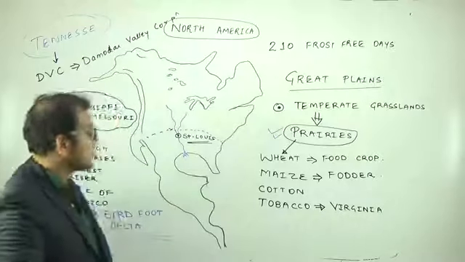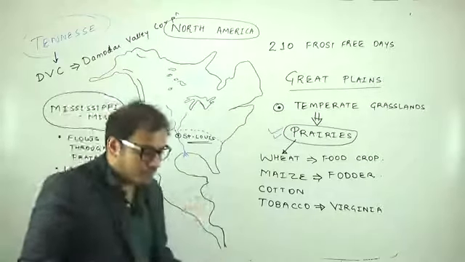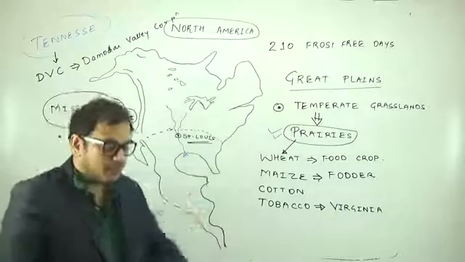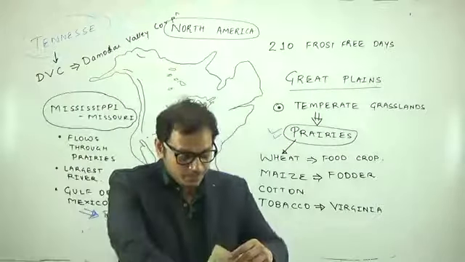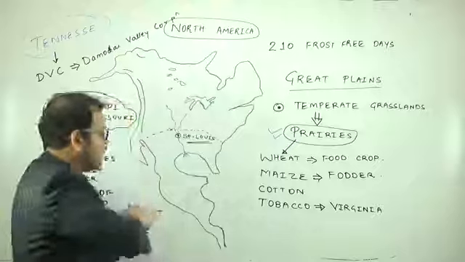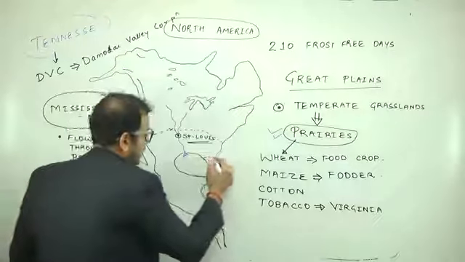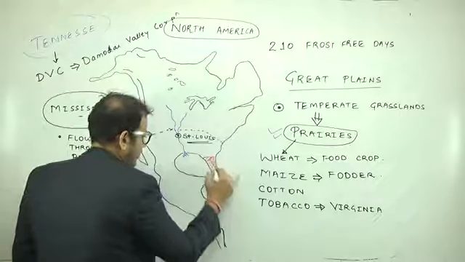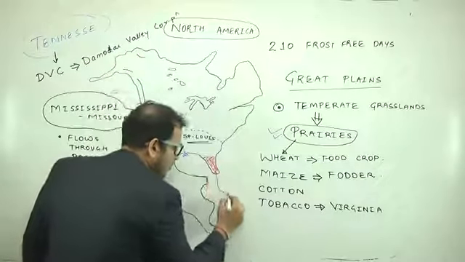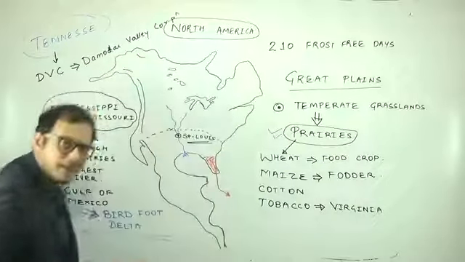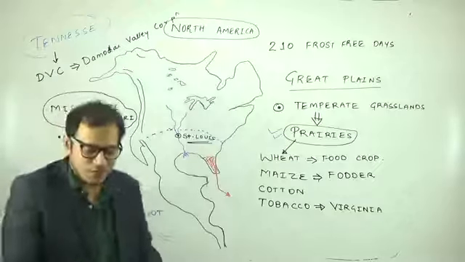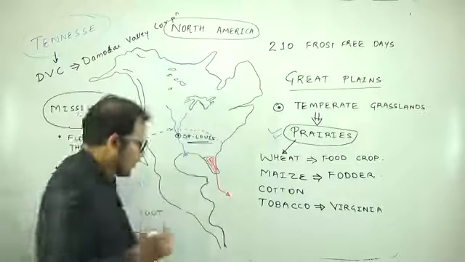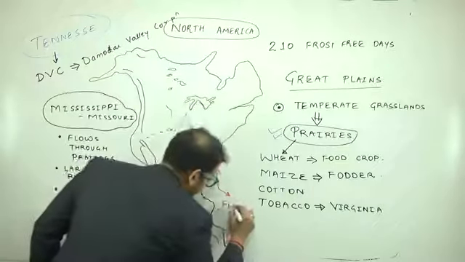Now tell me, what is the name of this small peninsula which I am shading here in red color? The name of this peninsula is the Florida Peninsula. You can find it in the atlas.